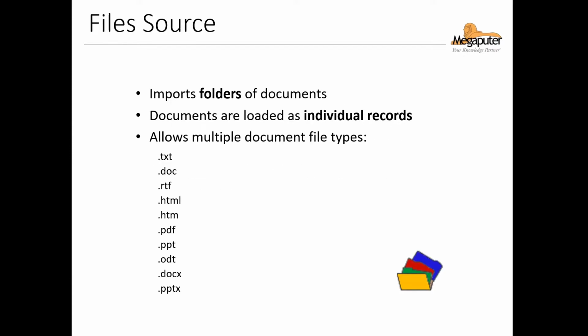Another popular data source node is the file source. The file source imports folders of documents. These documents are then loaded as individual records. In other words, the folder is imported as a table, and each document in the folder is a row in that table. This node can also import multiple document file types, including HTML and PDF.